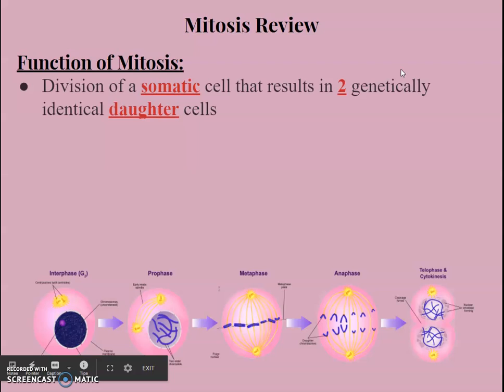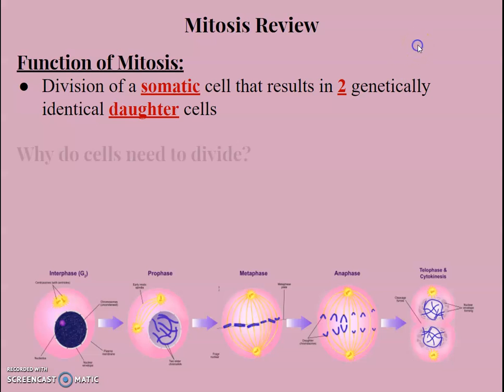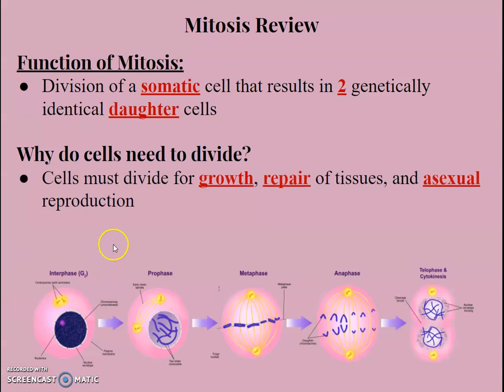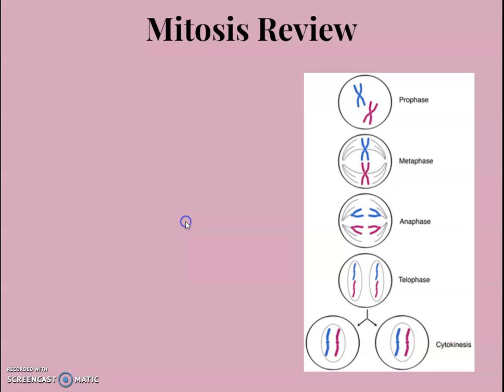So first, you should remember that the function of mitosis is the division of those somatic cells, or those body cells, that results in two genetically identical daughter cells. We know they need to divide for growth, repair, and then asexual reproduction for those unicellular organisms. You should remember the phases: interphase, prophase, metaphase, anaphase, and telophase. These are going to come back in meiosis, so please make sure that you review those if you do not remember them as those stages of mitosis.